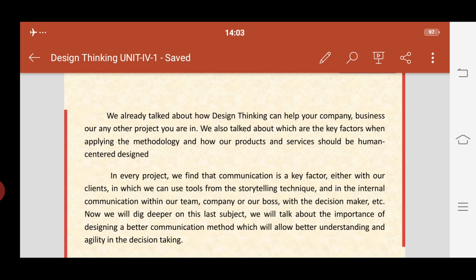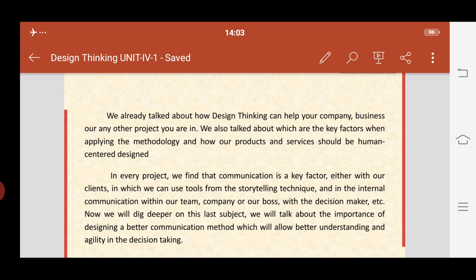First, we have to define, then observe, then ideate, then the prototype phase, and finally the test phase. These are the different phases of design thinking and how we can utilize different communication skills.